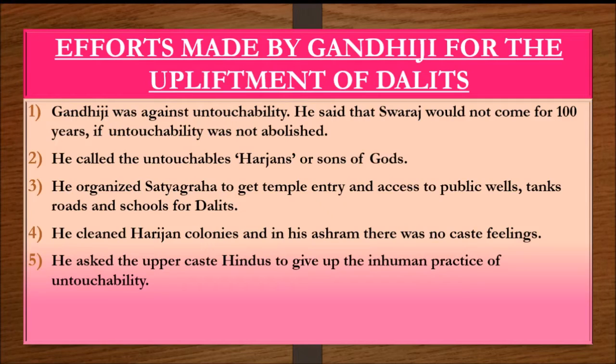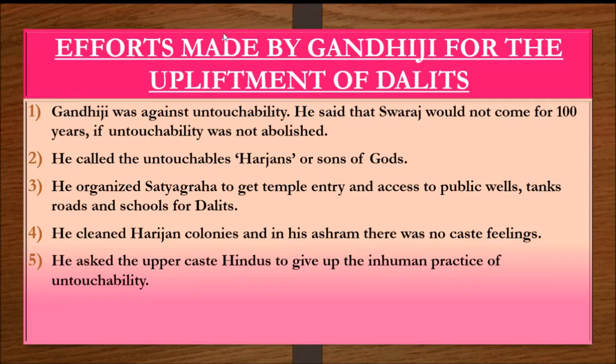Okay. Now it was Mahatma Gandhi who declared that it is necessary to include the untouchables also in this movement for achieving independence. He once said that Swaraj would not come for 100 years if untouchability was not eliminated. He called the untouchables Harijans or the children of God.